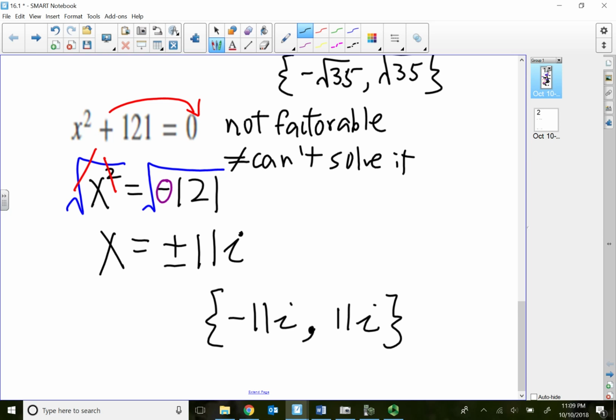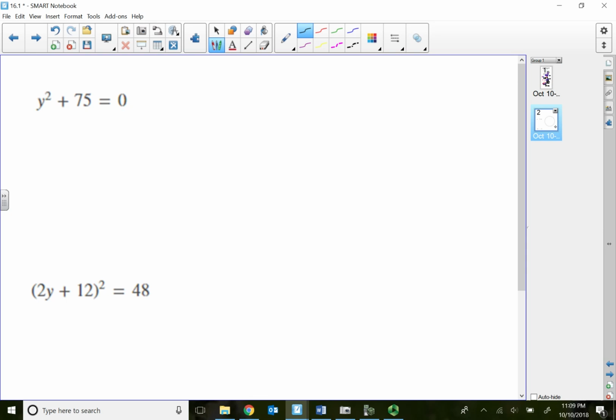Okay, so every time we take a square root on both sides, my answer should be positive and negative. So here I got negative 11i and positive 11i. I'll try another one, okay?